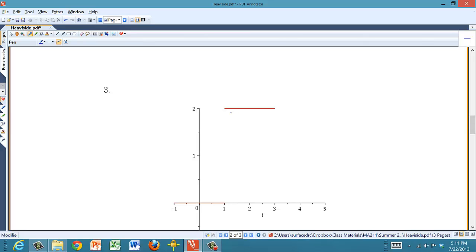So I'll take a look at this first jump and I'll say, well, this looks like 2 times a Heaviside function shifted by 1. So this is 2 times u of t minus 1. If I just had the function 2 times u of t minus 1, I would get this first behavior. I'd get 0 up until time 1, and I'd have 2 after time 1.